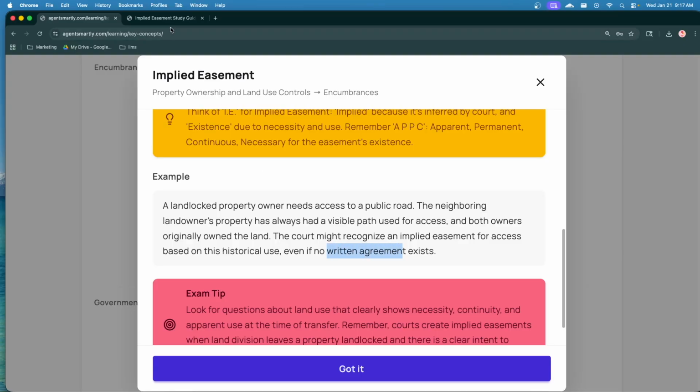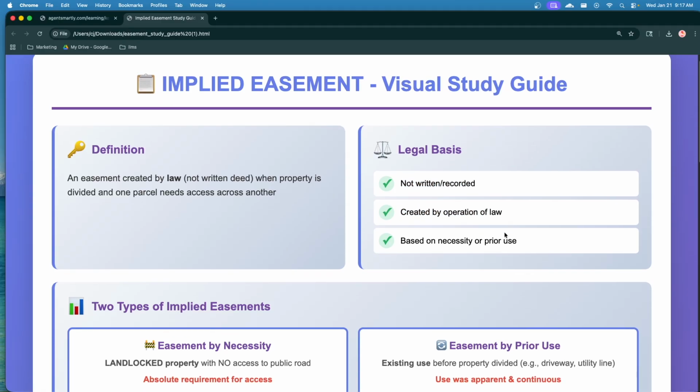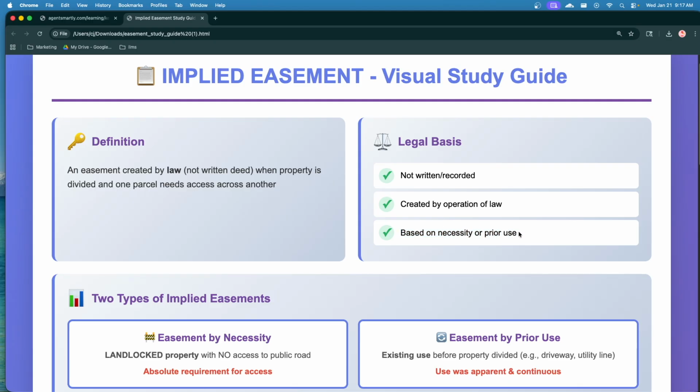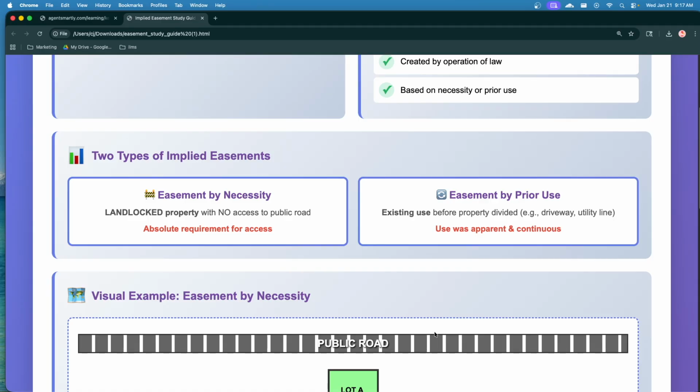Okay, so now let's summarize what we have learned today in this video guide. So first of all, definition. Easement: the property right here, no written deeds. So once again, no written deeds, but you use it. And not written, no record, and based on operation of law and based on necessity or historical use. And there are two ways to create implied easements. First, by necessity. So landlocked property, no access, then you have to use your neighbor's land.